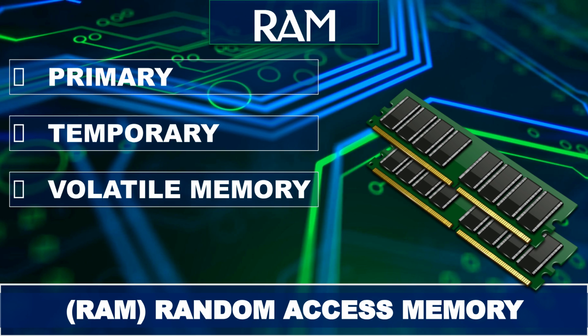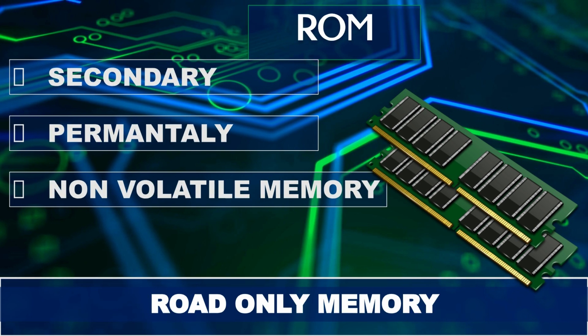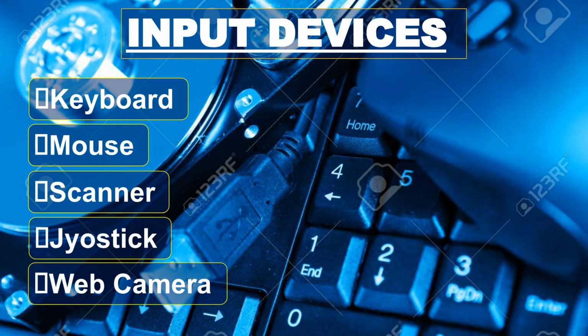RAM, random access memory, is primary, temporary, and volatile memory. ROM, or read-only memory, is secondary, permanent, and non-volatile memory. Input devices allow data and instructions to be entered into a computer. Examples include the keyboard, mouse, scanner, joystick, and web camera.